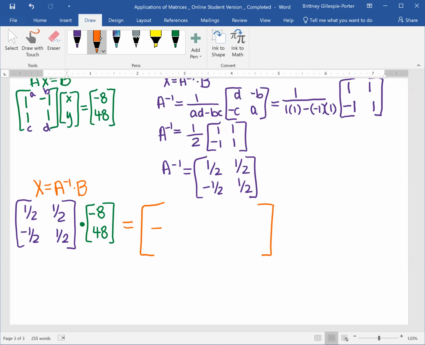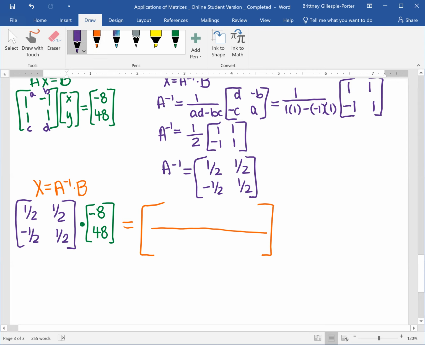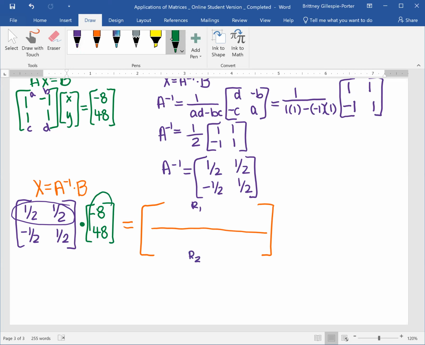So I need 2 rows, 1 column. I'm putting a line just to separate my rows. It keeps my work a little bit more organized. We have 2 rows that we're working with. The top one is row 1, the bottom one's row 2. And we have 1 column that we're multiplying from B. And remember, you don't have to label these like I do in the purple and green. It's just there to help you if you would like that guidance on your multiplication.